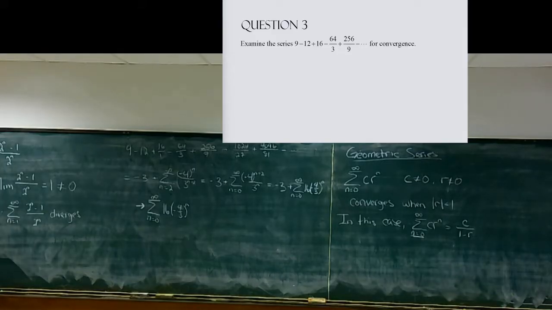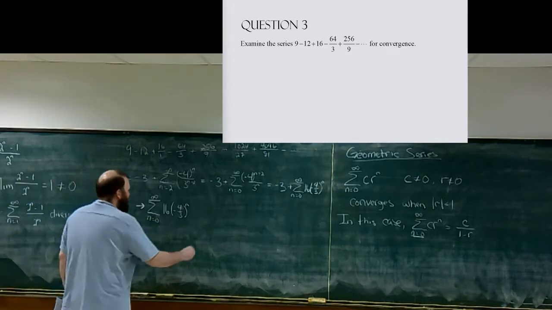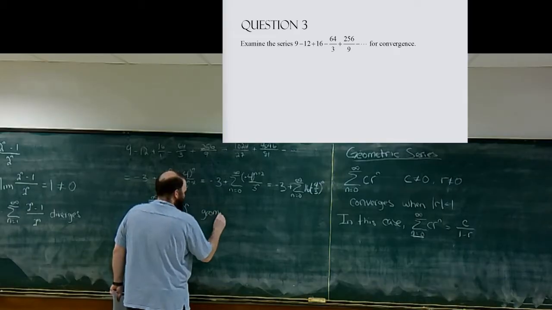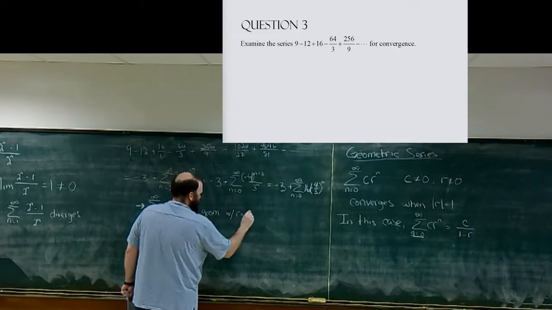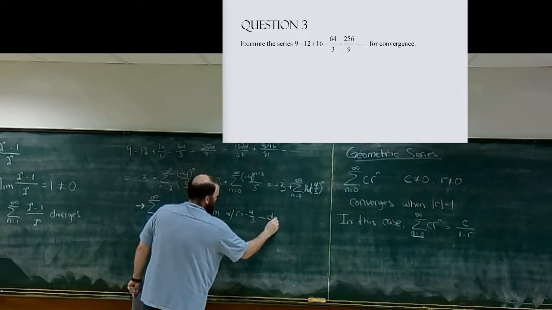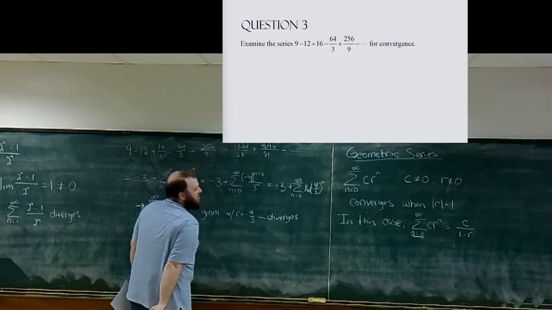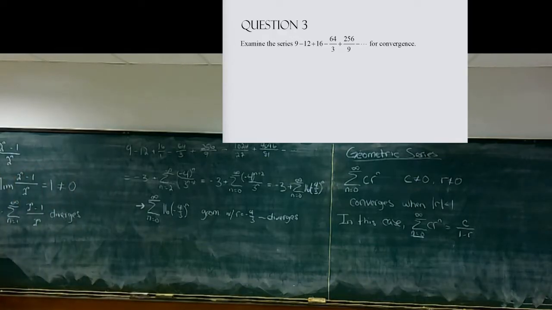Isn't that geometric? Yeah, it's the C R to the n form. C is 16, R is -4/3. The absolute value of -4/3 is what? Greater than 1. It's greater than 1, so it diverges. Which means our sum diverges.